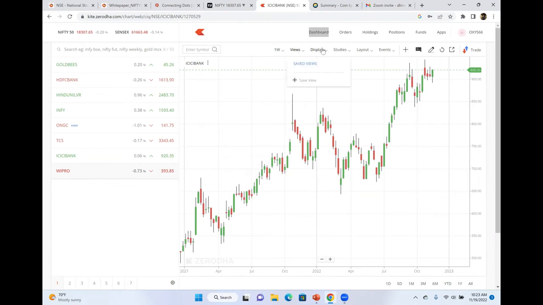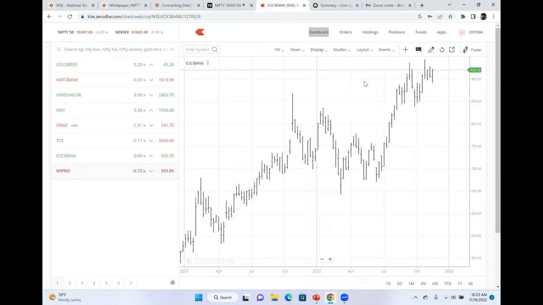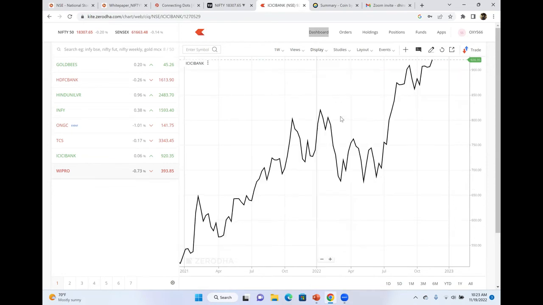Now, if I look at the display, there are different types of candles. Instead of looking at this candle, I can look at the bar. Again, I am not getting into detail of each of them. You can look at a line chart if you are more comfortable with it and see how the prices are moving. The challenge in the line chart is that it only shows the closing price. It doesn't give you all 4 pieces of information, whereas the candlestick gives you open, high, low, close.